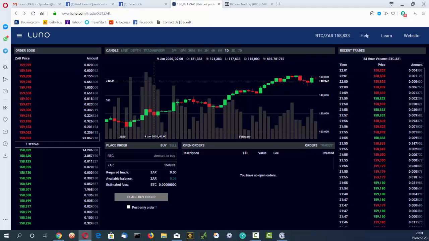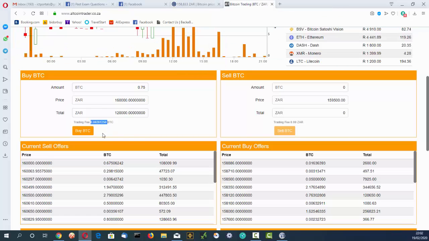All this information is very important. That's why many people trade Bitcoin and say they are losing, because every time they pay higher fees. So now let me go back to AltcoinTrader. AltcoinTrader will show you.